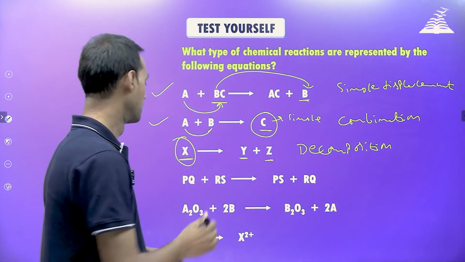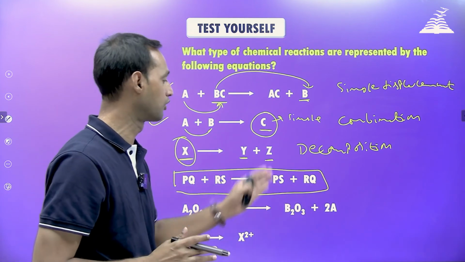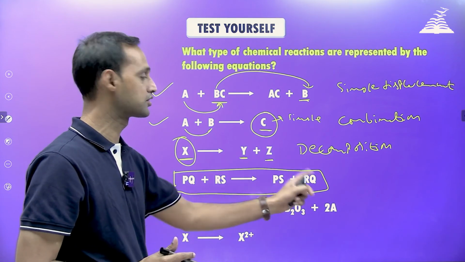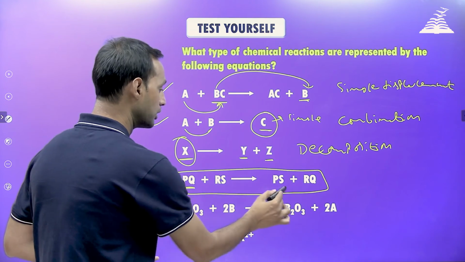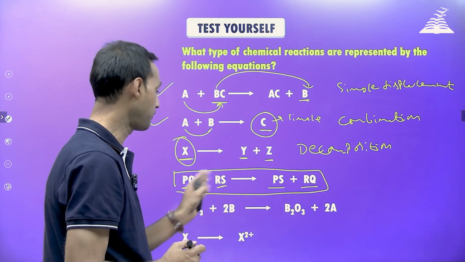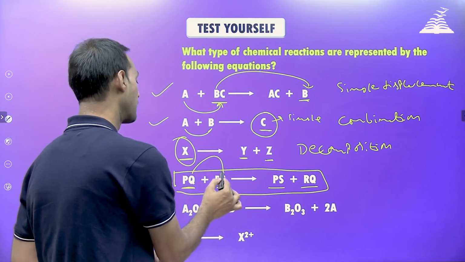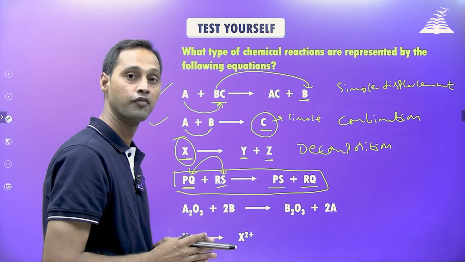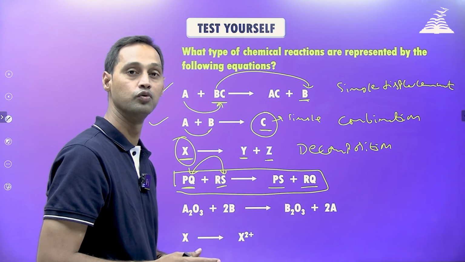Right? Next one. Let's take a look at this equation and try to find what kind of reaction it is representing. PQ plus RS gives PS plus RQ. So what do we notice here? PQ, PS, RS, RQ. We notice exchange of ions. Q and S have been exchanged, so that we get two new substances called PS and RQ.